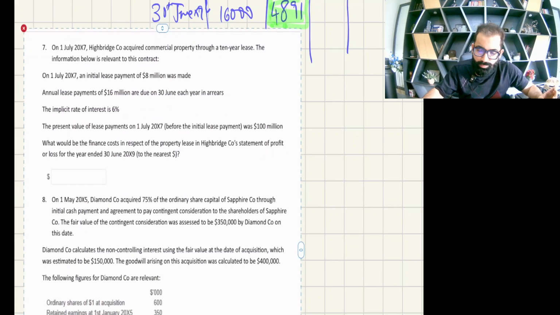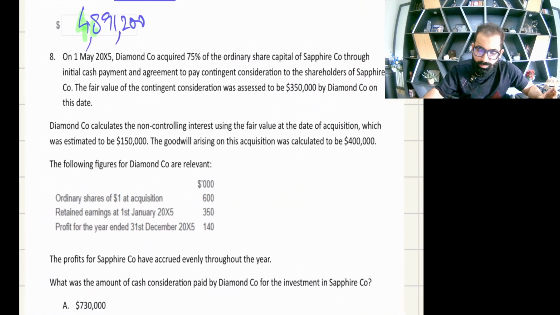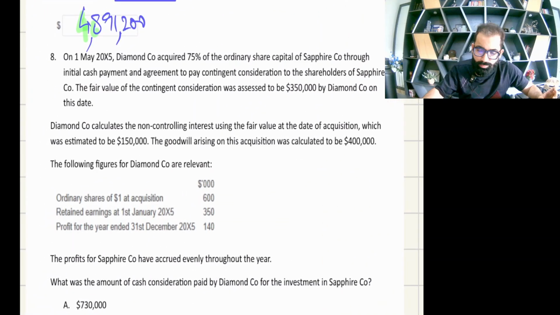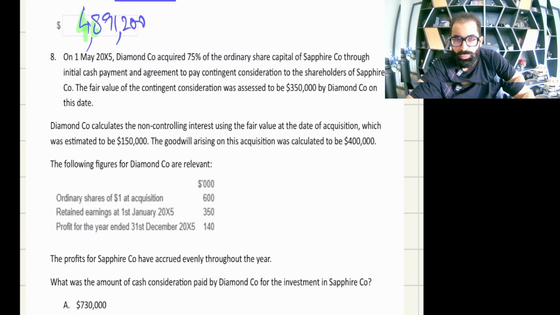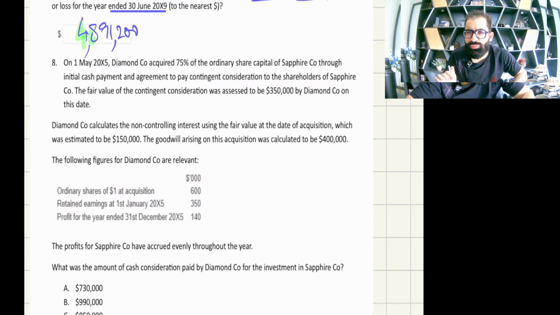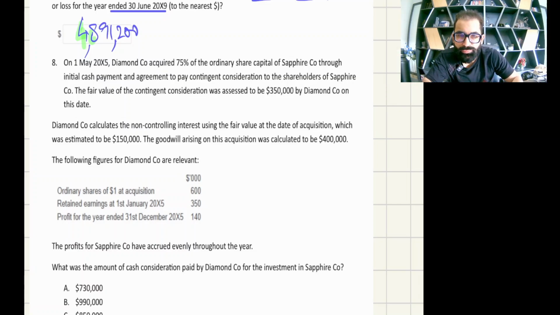Okay, now next one. Your next question is question number 8, and that question is about reverse working of consolidation. Normally you have seen, it's a very easy question, not a difficult one.